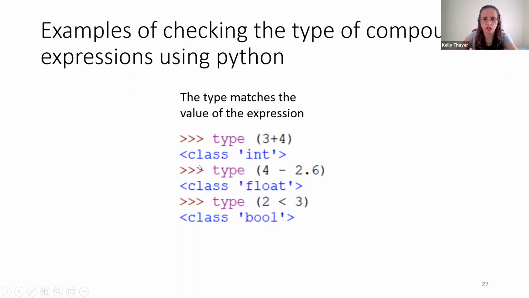Some examples of checking the type of compound expressions using Python: again, we can simply use the type keyword, and then we can put our expression right in here. So this is how you could test that. This is fairly straightforward, that these are going to be integers, but here we have the mixed type like we were just talking about. So this 4 minus 2.6 needs to convert the 4 to a float before it can complete the subtraction of 4.0 minus 2.6, which is what Python will in fact do. And then this is an example of a Boolean.